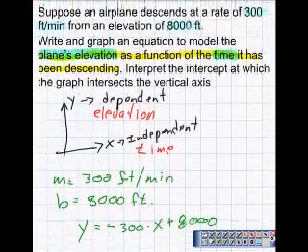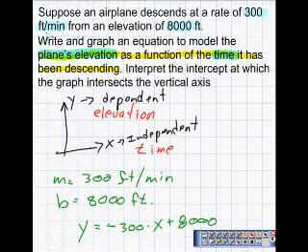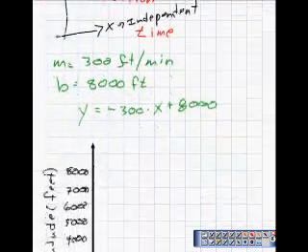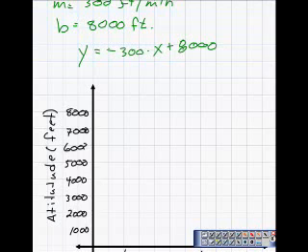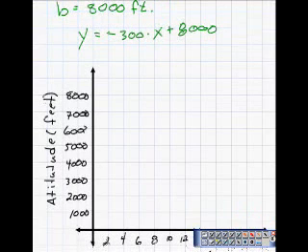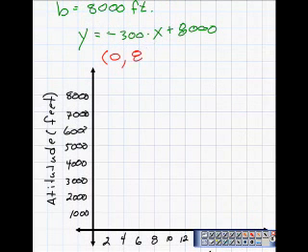So we wrote the equation, and we need to graph the equation now. This should be a pretty easy thing to do. We should already be able to identify that the y-intercept would be the ordered pair (0, 8000). When x is 0, or at the start of the plane's descent, the plane's elevation is 8,000 feet.